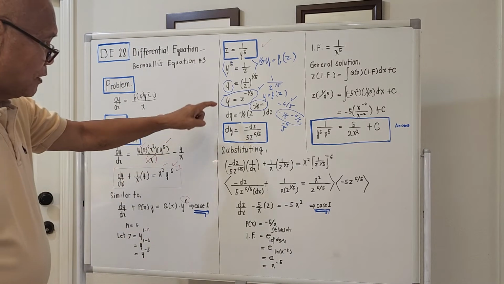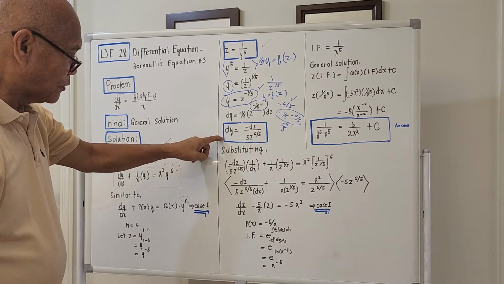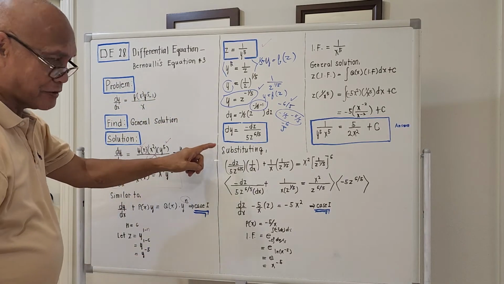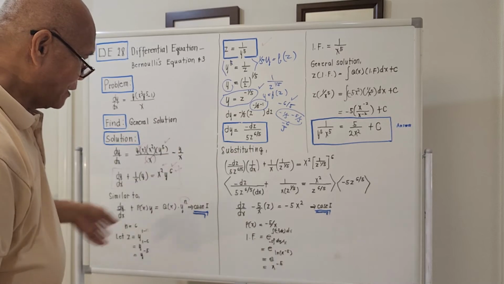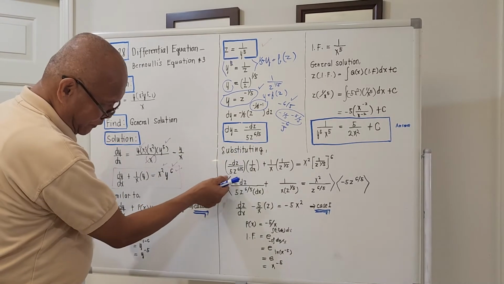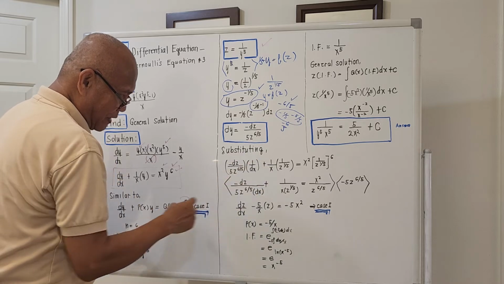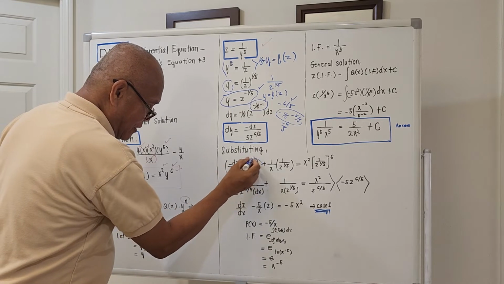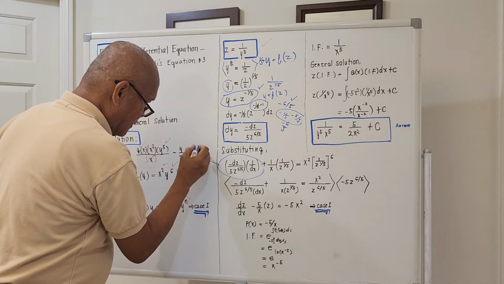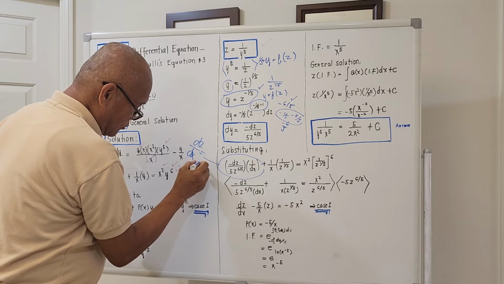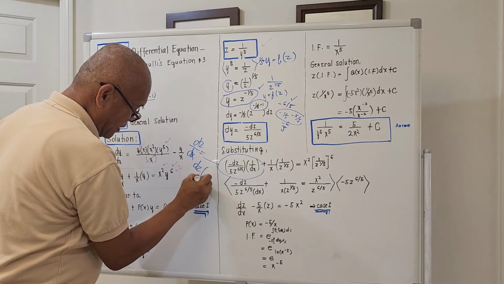So we now know the value of y. We now know the value of dy. We place it here, so I place it here, substituting. dy is actually negative dz over 5z raised to the 6/5 times 1 over dx. This is actually dz/dx, and this is actually dz times 1 over dx.